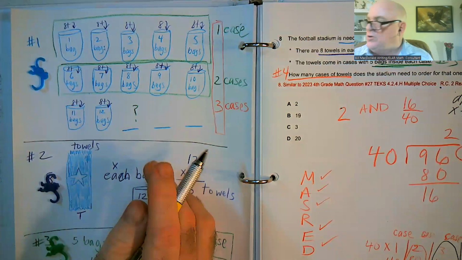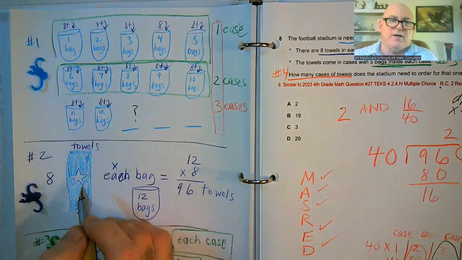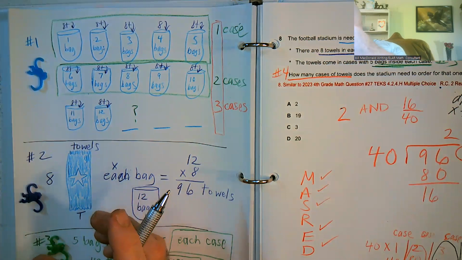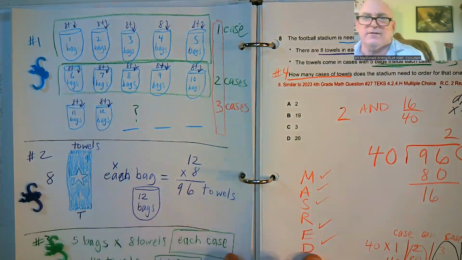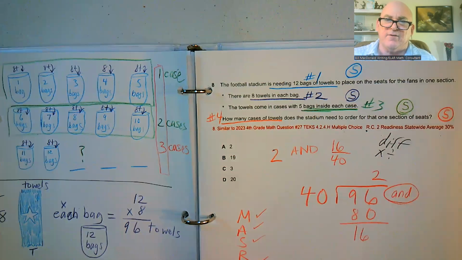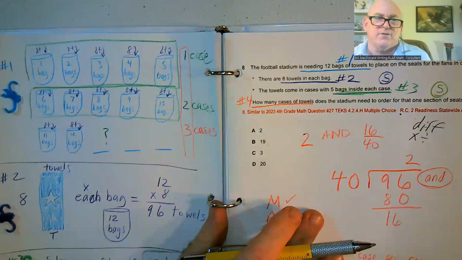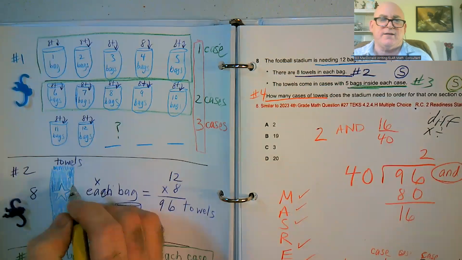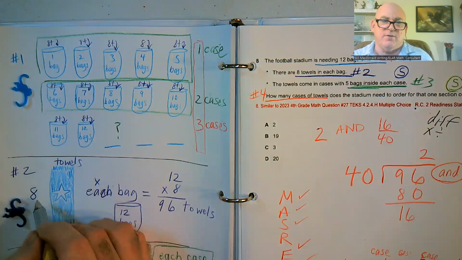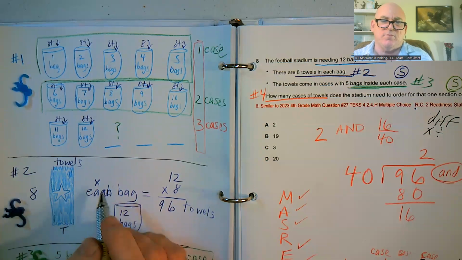So I went ahead and drew a Dallas Cowboy towel, since that's my favorite team, even though they lost for us again. Then it did say a football stadium. So there's what my towel is going to look like. So there's 8 towels, 8 being the number, and towel being the keyword in each bag.